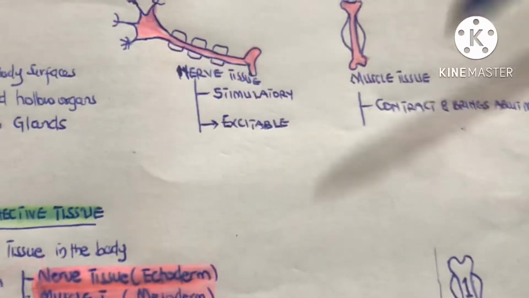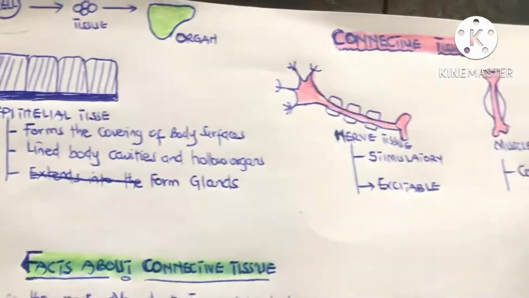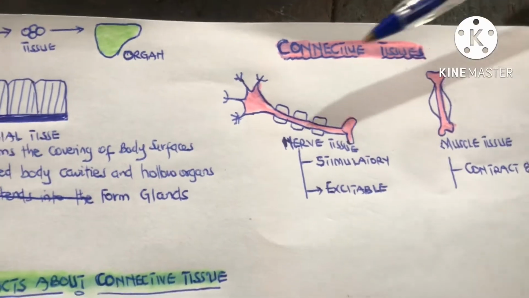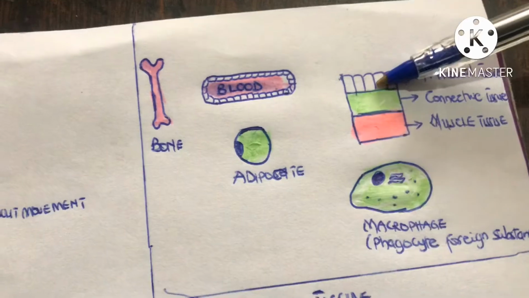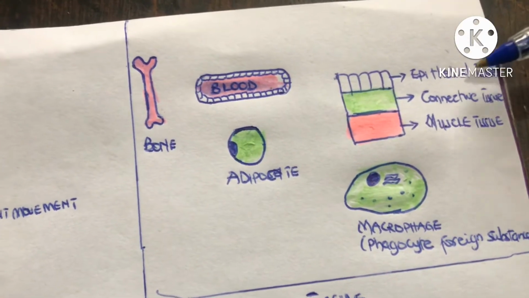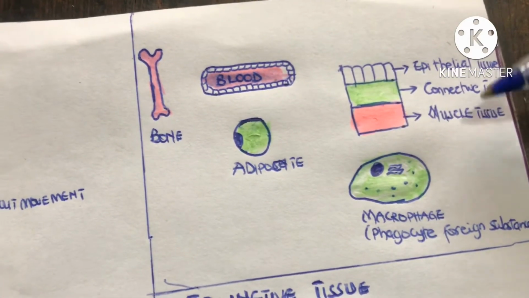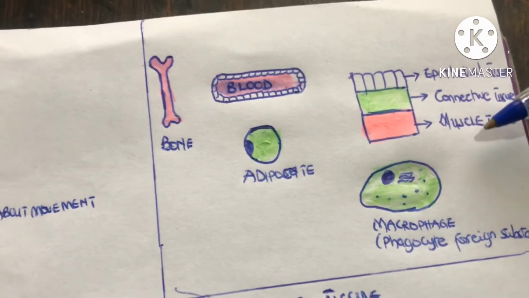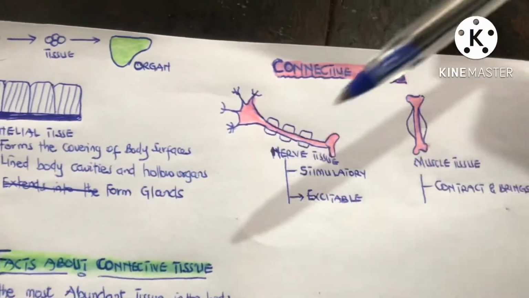So the last tissue that I'm going to talk about, the fourth one, is the one that connects all these tissues, you understand? And that tissue is what we call the connective tissue. For instance, when you take your skin, the uppermost layer is made up of the epithelial tissue, followed by the connective tissue, and followed by the muscle tissue. So the connective tissue is actually connecting the epithelial tissue and the muscle tissue.